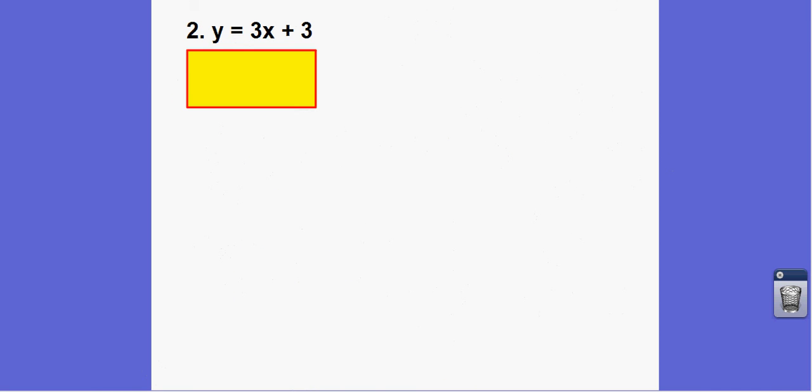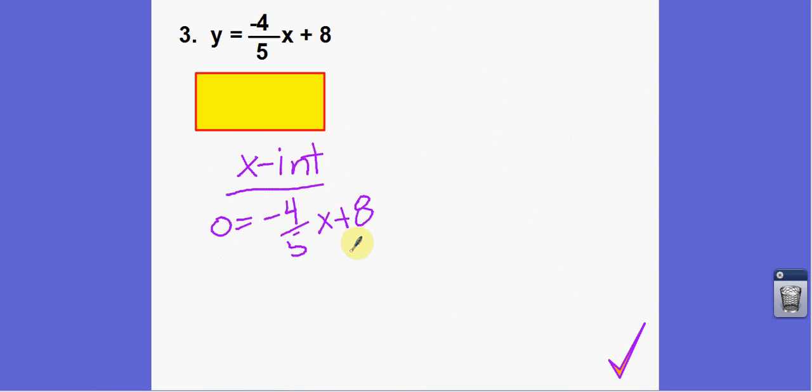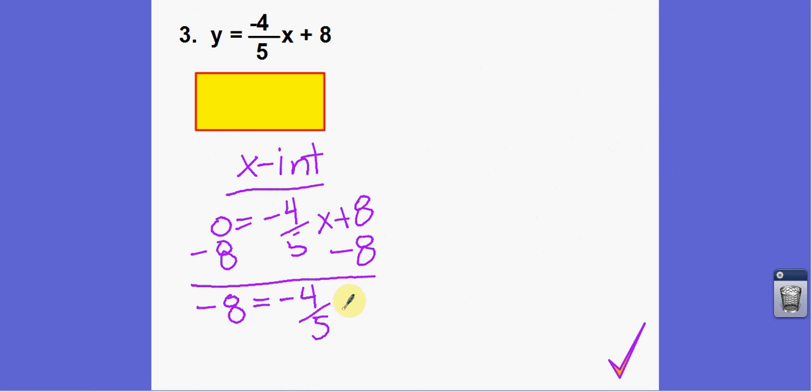Okay, we have one more problem we're going to look at. This one has a fraction in it, and that's why we're going to add it in extra. Doing the same thing. Need to find the two intercepts. So we're going to start out with the x-intercept, and if you don't know already, you put 0 in for y to do that. So we have negative 4 over 5 x plus 8, and I start off by subtracting 8, and that gives me negative 8 equals negative 4 over 5 x.